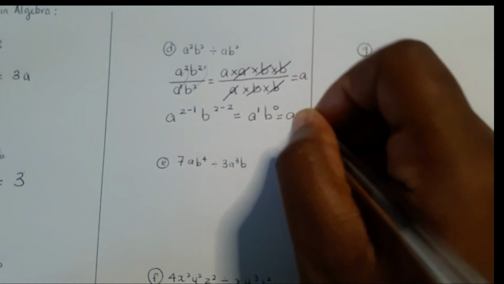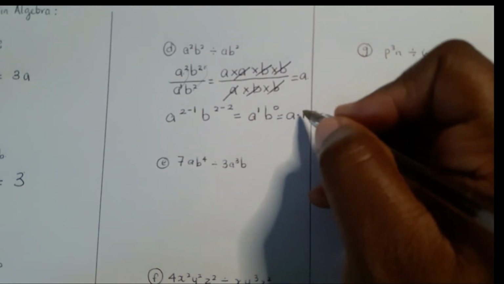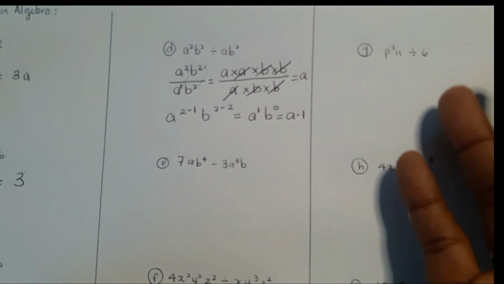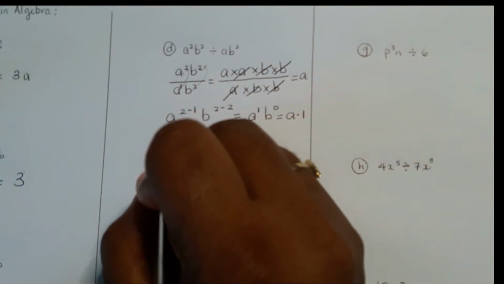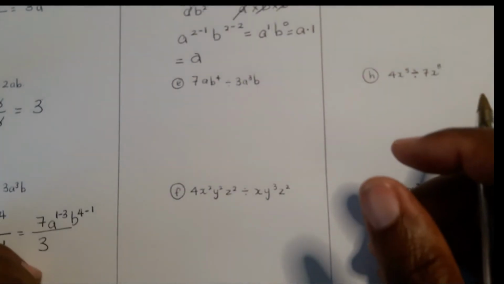So this is saying 1, a times 1, because b to the 0 is a 1, and a times anything times 1 will give you back whatever the answer is, which gives you a. Yay. So let's try this one now.